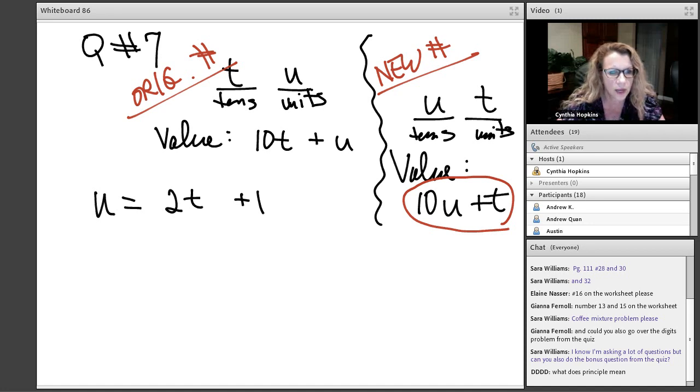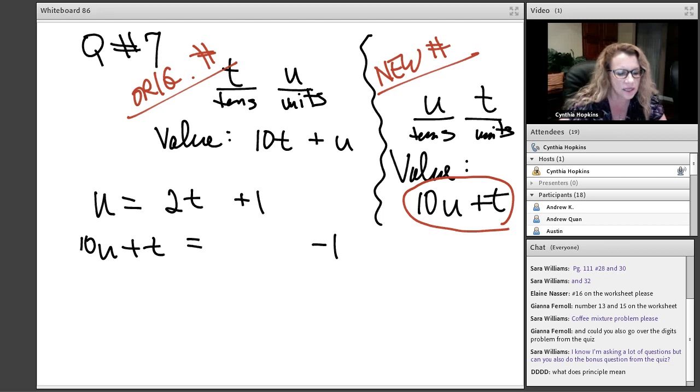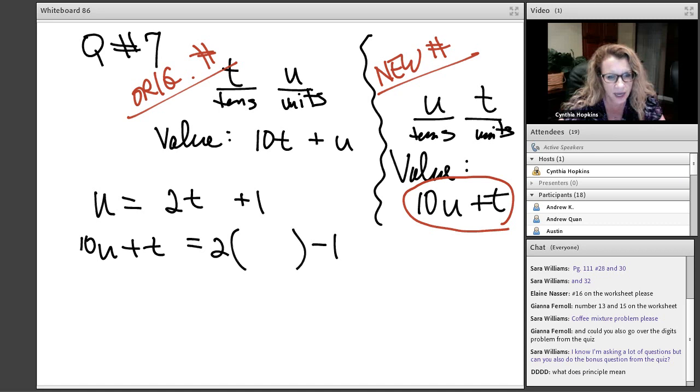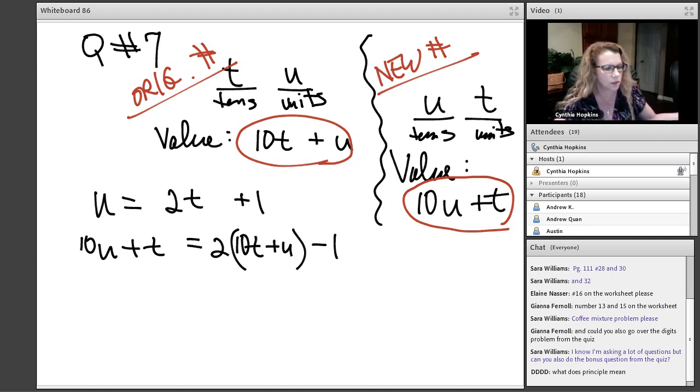Okay, so I'm going to write 10u plus t, that's the value of the new number, is my equal sign, 1 less than. So watch what I'm doing. I go to the very right and I write minus 1. That's how you write 1 less than. You subtract 1 from something. And it says 1 less than twice the original number. So 2 is the twice, times, and then my original number means the value of that original number. So in the parentheses goes 10t plus u. And there are my two equations.